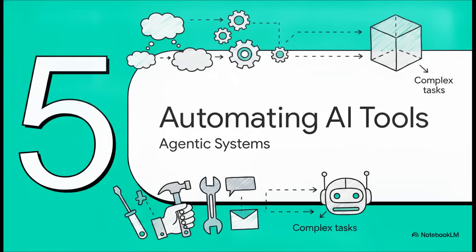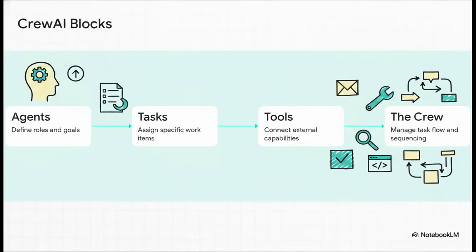On to Section 5, Automating AI Tool Creation. We're moving beyond simple scripts now into autonomous systems. To understand this, let's break down a super popular open-source framework called CrewAI. Instead of one AI trying to do everything, you essentially build a virtual team. Step 1, you define agents. You give them specific roles, like a senior research analyst, complete with a backstory and a goal.